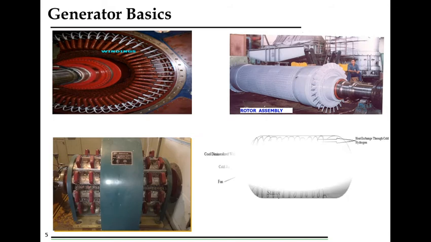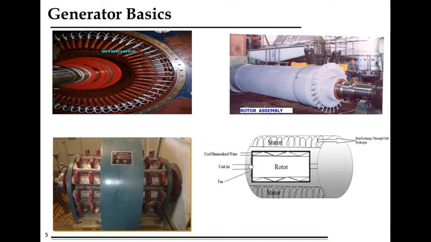This slide shows the four parts which we have discussed, that is the stator, rotor, excitation system, and the cooling system of the generator.